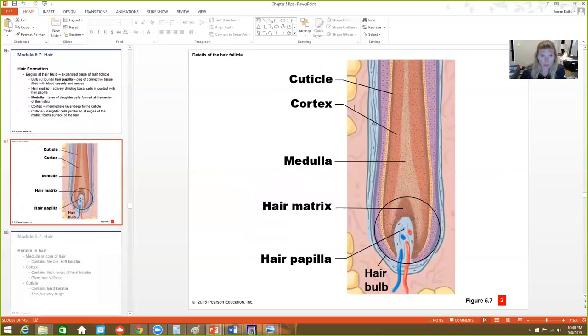So if we look at a cross section here, you can see all the things I'm talking about. The hair bulb is this whole end piece. The hair papilla is where all of these nerve endings and blood vessels are coming in. Then you have the matrix. This is where all the cells are dividing, so the hair is growing out from this matrix. So you can imagine all of these cells are undergoing mitosis, and just like the epidermis, everything's getting pushed up, pushed up, pushed up, and so the hair's growing longer at the ends. So you have the medulla, which is the center, then the cortex, and then the outermost cuticle.